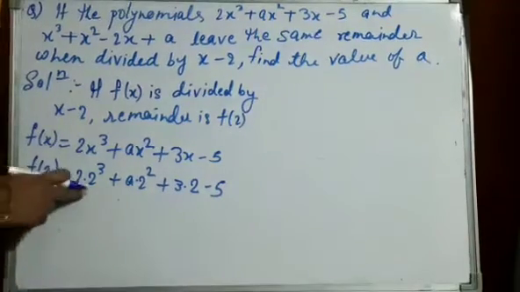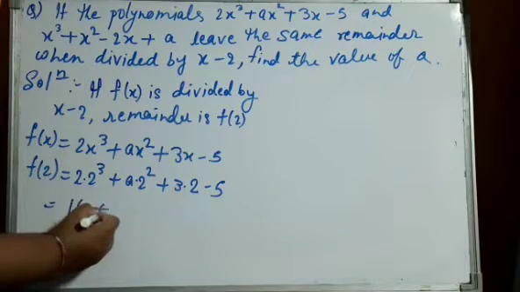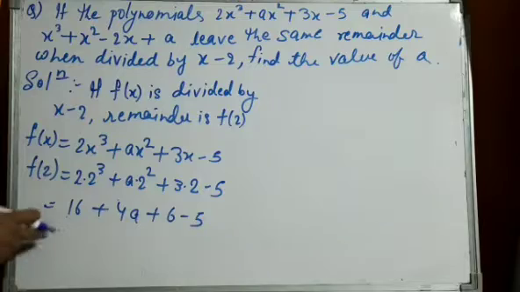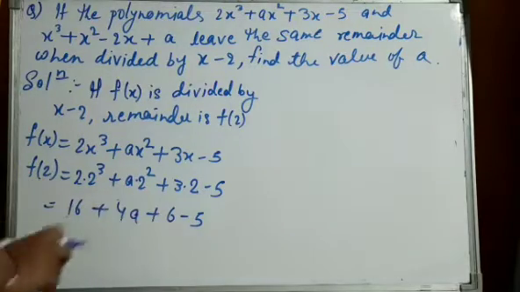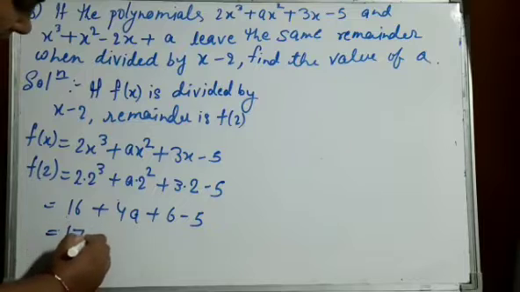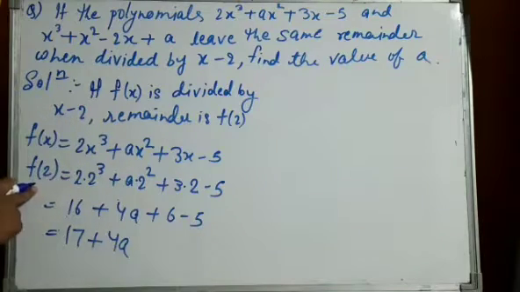Let us calculate it. 2 cube is 8, 8 multiplied by 2 is 16, plus 4a, plus 6 minus 5. 16 plus 6 is 22, 22 minus 5 is 17, plus 4a. So when f of x is divided by x minus 2, we get the remainder as 17 plus 4a.